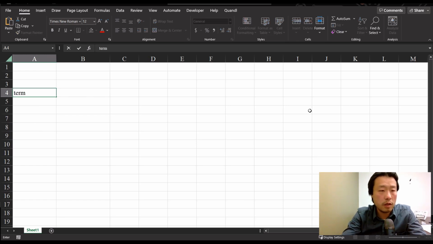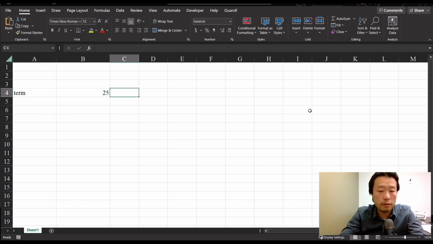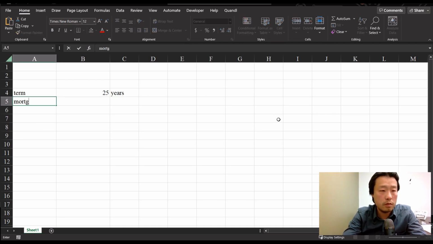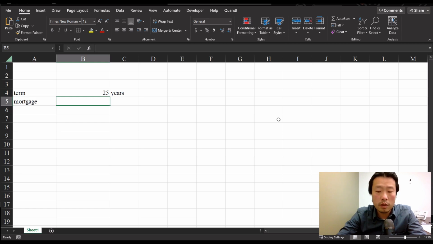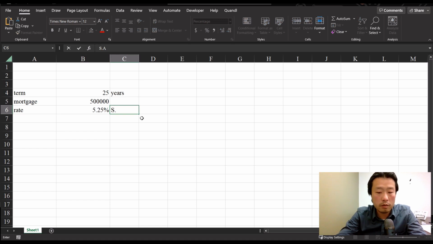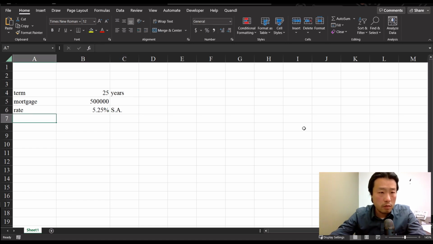First, we have the term of the mortgage to be 25 years. And we also have the mortgage amount to be $500,000. Next, we have the rate of the mortgage to be 5.25% per annum, compounded semi-annually. We know that we have the monthly payment for the mortgage.